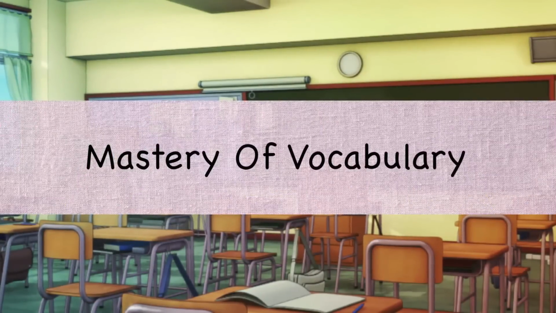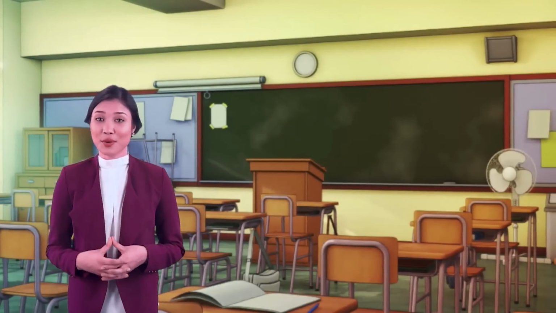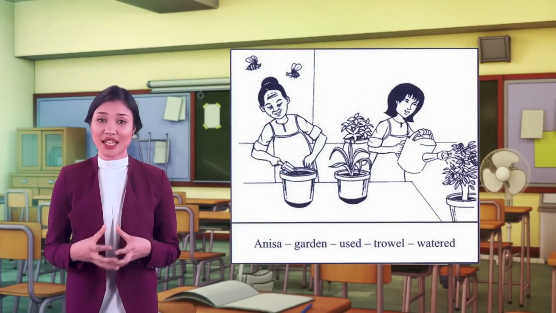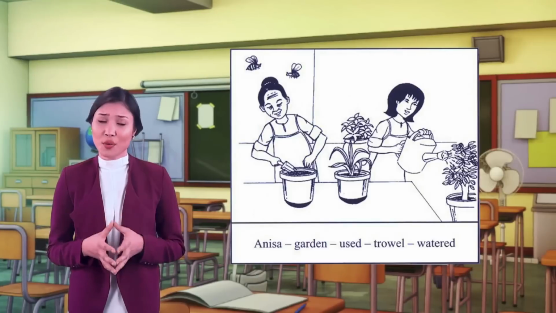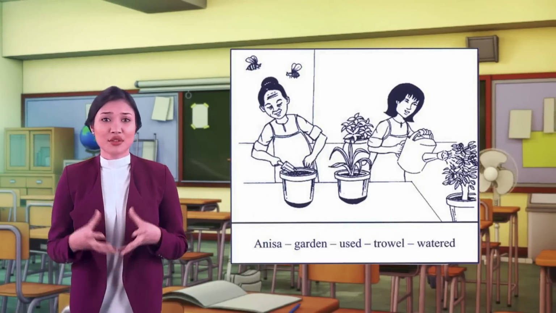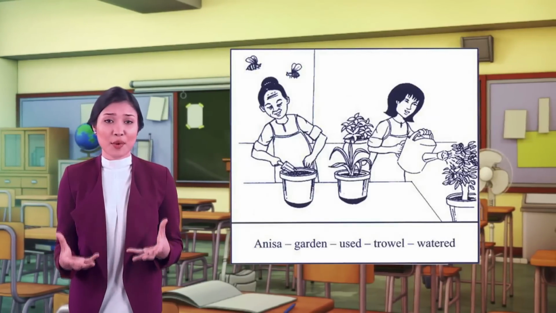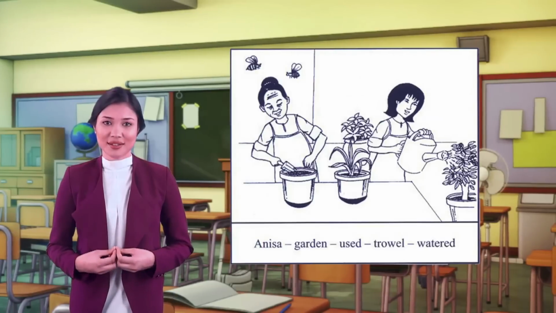Mastery of vocabulary. A good piece of writing should demonstrate mastery of vocabulary. The more words you know, the better you'll be able to write, because you will be able to use words that are more suitable to describe something. For example, the word trowel given in the picture is a gardening tool. If you do not know what a trowel is, you will be in trouble because you wouldn't be able to describe what Anissa's mother was doing with it.